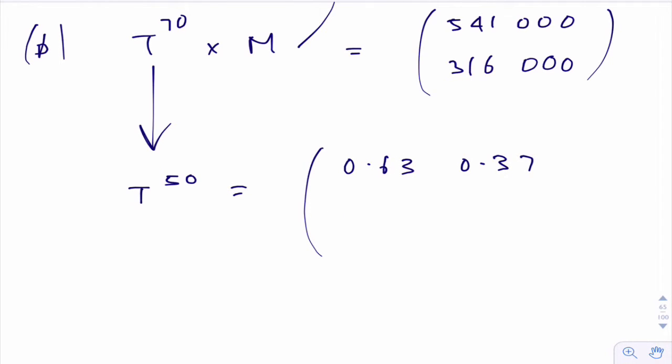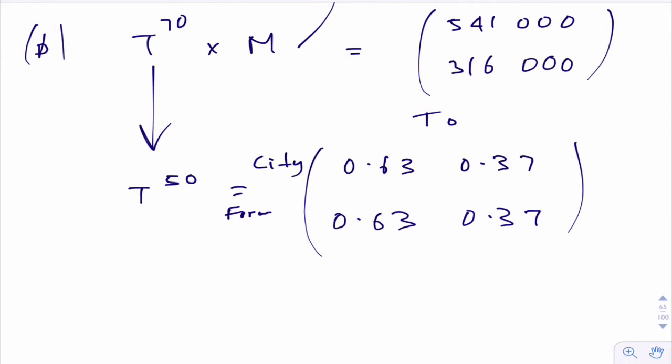0.63, 0.37, 0.63, 0.37. Okay, so you can see that the matrix has settled down. So if I do power of 70, you'll get the exact same thing. Okay, so you can see, remember this was from 2 and this was the city up here. So you can see that 63% of people are going to be living in the city and 37% of people are going to be living in the country.